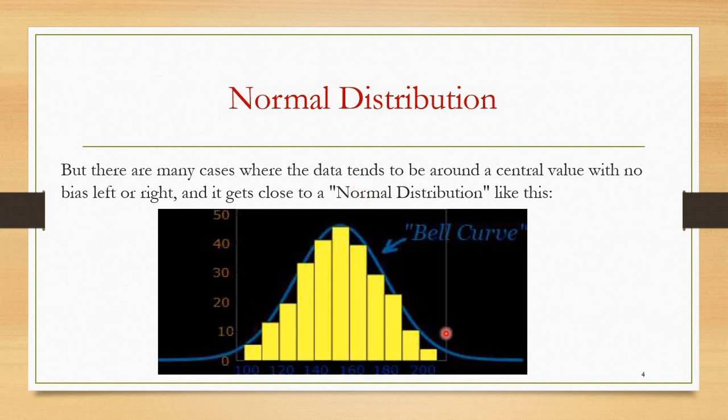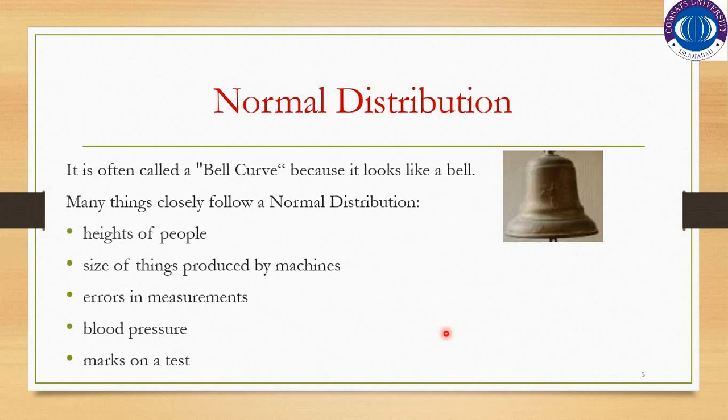Many things closely follow a normal distribution, like heights of people, size of things produced by machines, errors in measurements, blood pressure, marks on a test. Many more real life phenomena follow the normal distribution, and this normal distribution is very useful, or you can say it is very necessary, in inferential statistics.